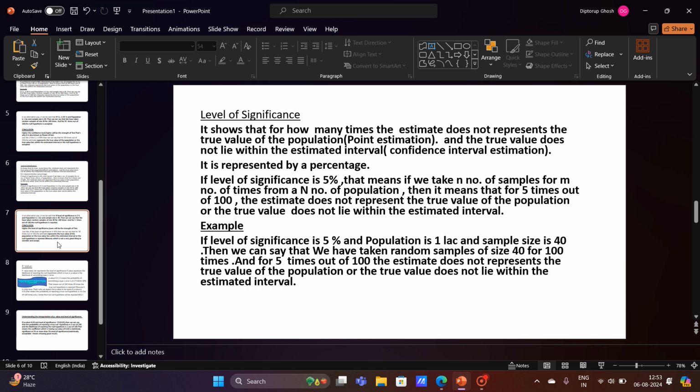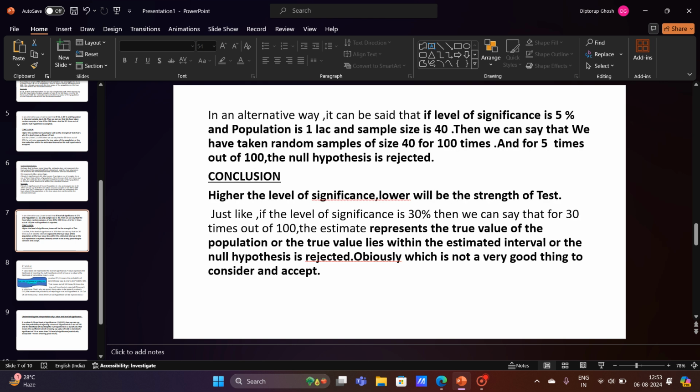Or similarly, you can say that the null hypothesis is not accepted 5 times out of 100, or we can say that the null hypothesis is rejected. Higher the level of significance, lower will be the strength of the test. So basically, if you have understood the confidence level, then level of significance is nothing but the inverse or opposite of that. So this is very easy to understand.